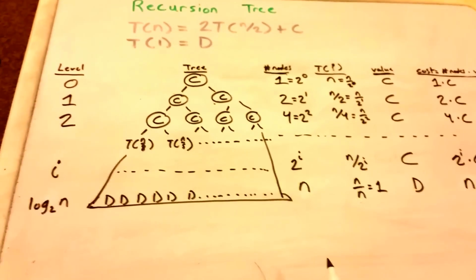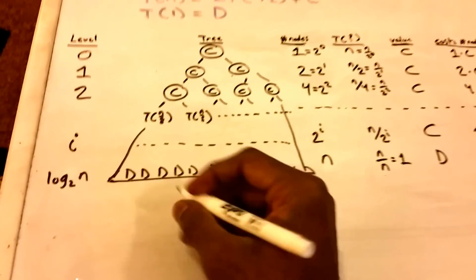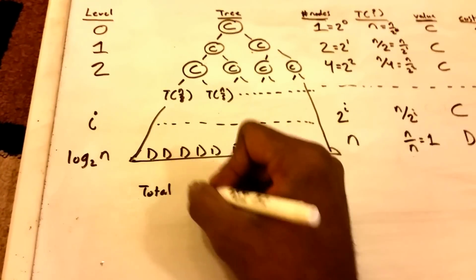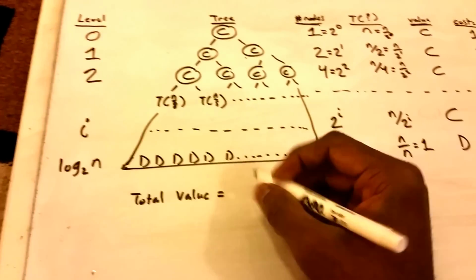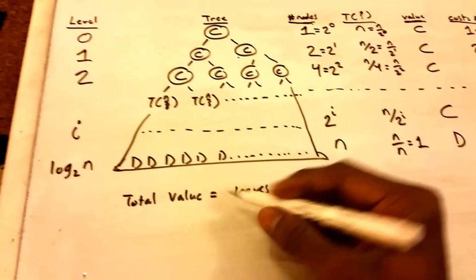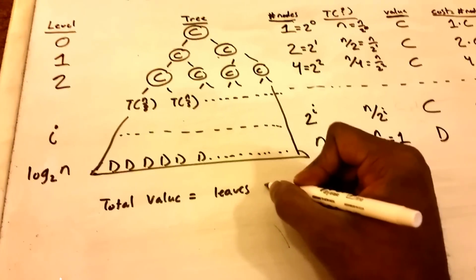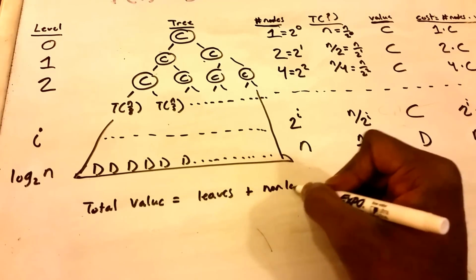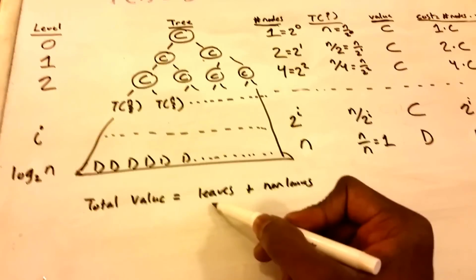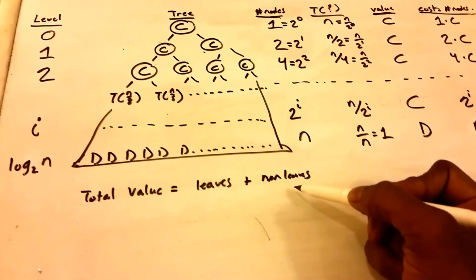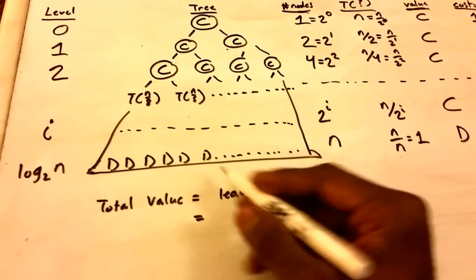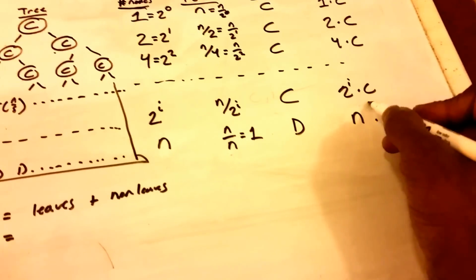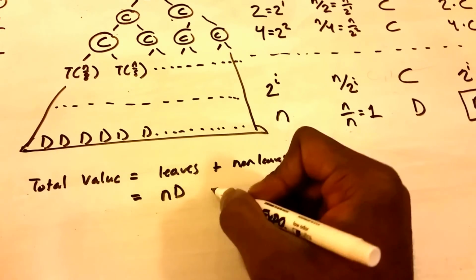Okay? So now let's try to come up with a closed form for this recurrence relation. So the total value is going to equal the leaves, which is that very last level, plus the cost of the non-leaves. So it's the cost of the leaves plus the cost of the non-leaves. So the leaves equal, well, the cost of that is here, n times D. So I'm just going to put nD here.